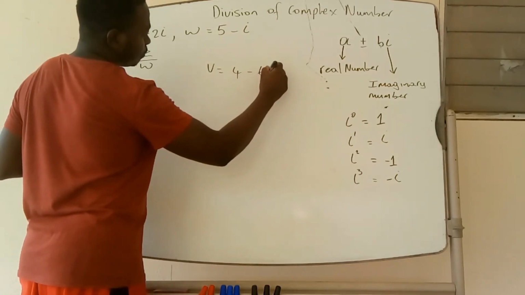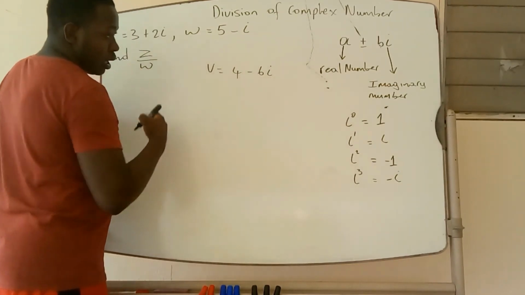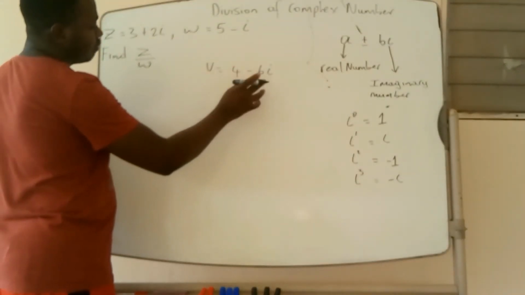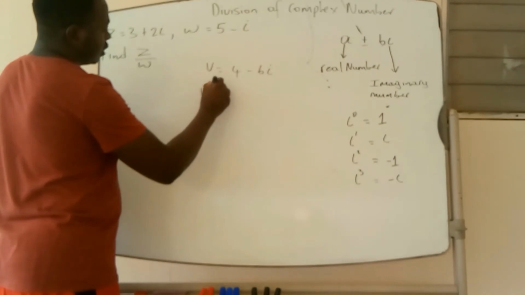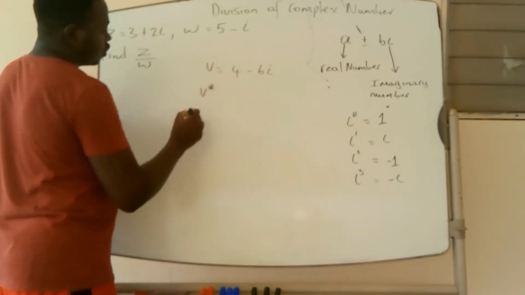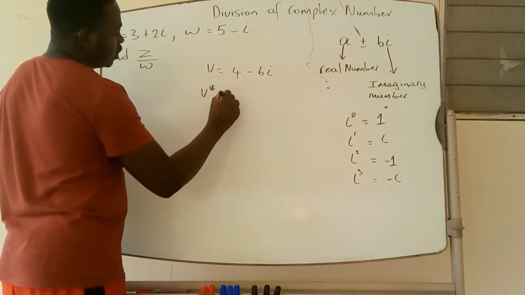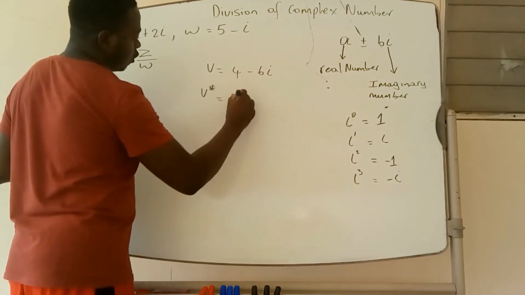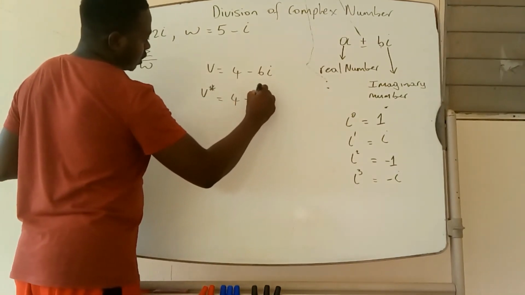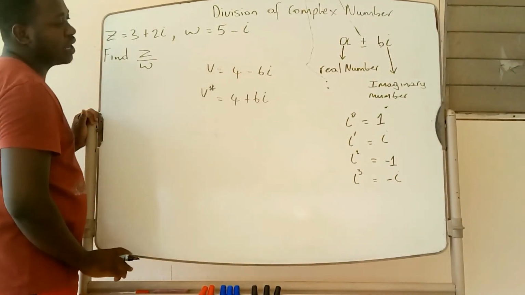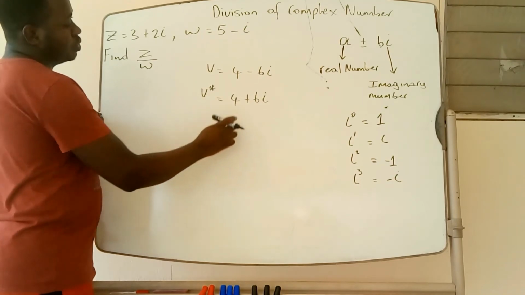Alright? Now, let's say that you're given the complex number v, and v is equal to 4 minus 6i, right? And you're asked to find the conjugate of v, then we use a little asterisk to represent the conjugate. So that means v conjugate is going to equal 4 plus 6i. All you need to do is to just switch the sign in the middle to be plus.